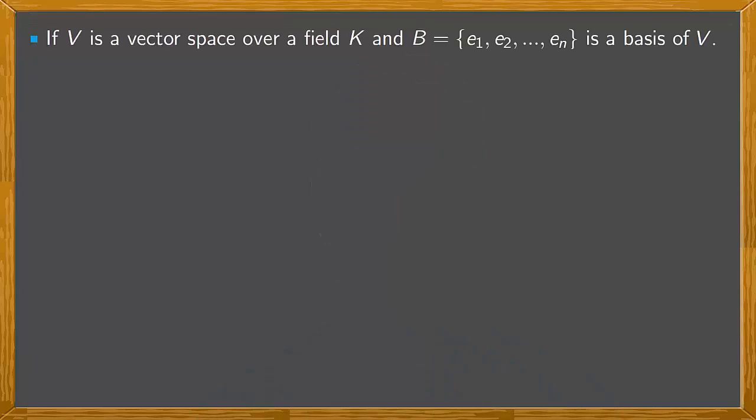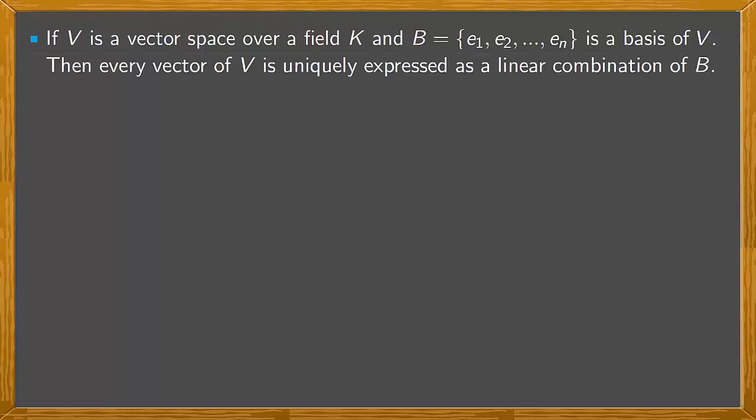First, remember that a base of a vector space V is a set of linearly independent vectors that is a generator system of V. So, the result we want to demonstrate is the following. If V is a vector space over a field K and B equal to the set E1, E2 all the way up to En is a basis of V, then every vector of V can be uniquely expressed as a linear combination of B.